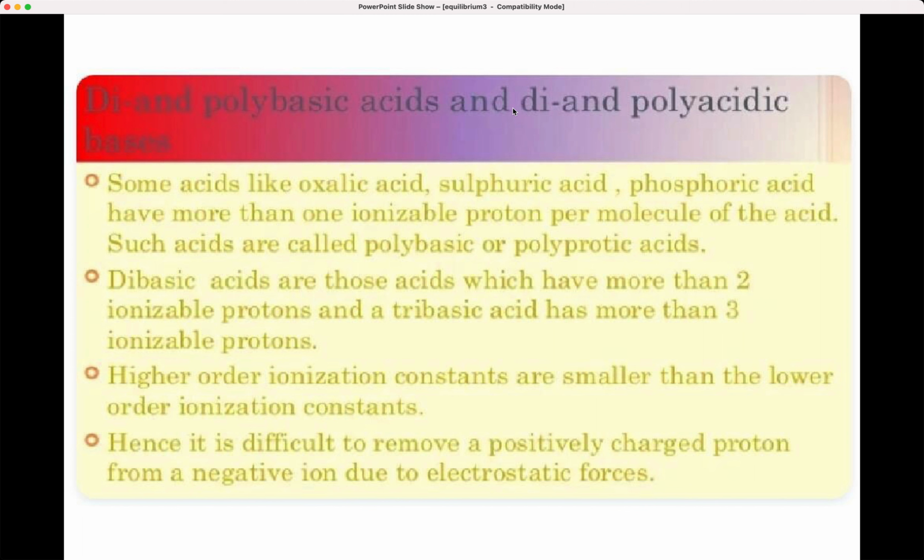Now, di and polybasic acids and di and polyacidic bases. Many acids like oxalic acid, sulfuric acid and phosphoric acid have more than one ionizable proton per molecule of the acid. We call such acids polybasic or polyprotic acids. Dibasic acids are those which have 2 ionizable protons, and a tribasic acid has 3 ionizable protons. So the higher order ionization constant is smaller than the lower ionization constant. It is difficult to remove a positively charged proton from a negative ion due to electrostatic forces.